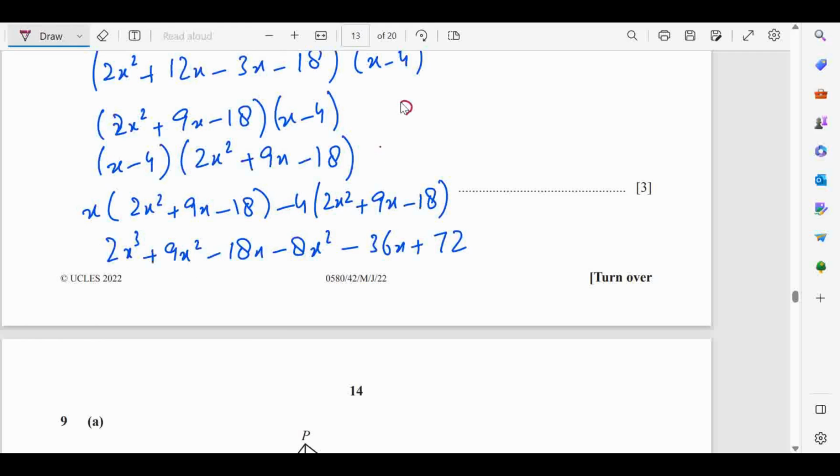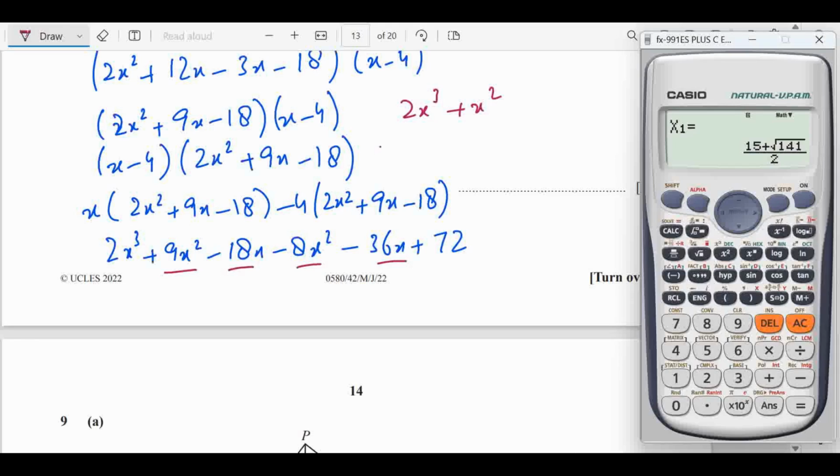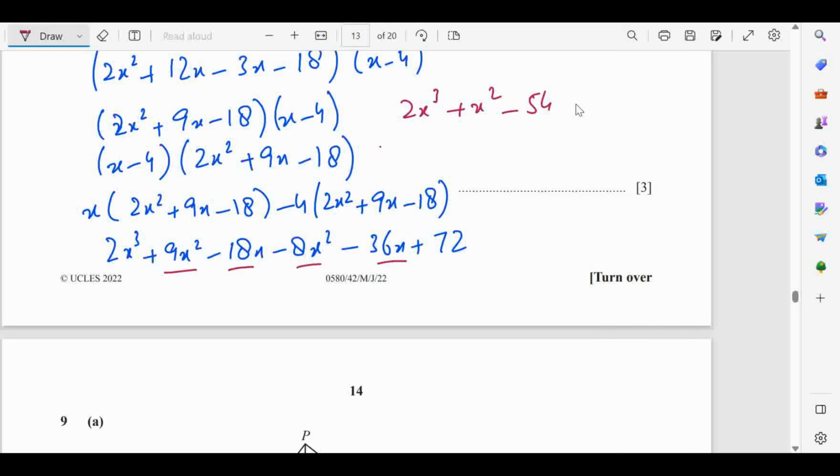So this will be 2x cube. Now 9x square minus 8x square, this will be plus x square. Then minus 18x minus 36x, so 36 plus 18, this will be 54. So minus 54x and then plus 72. So this will be the final answer. There must be x over here. So this will be the final answer.